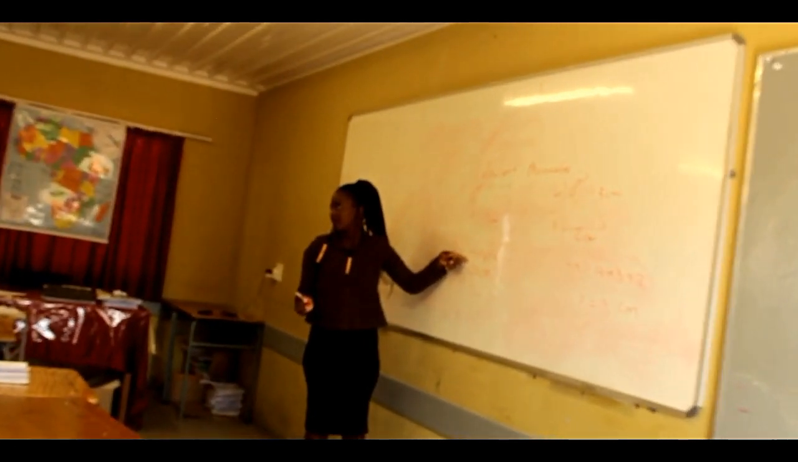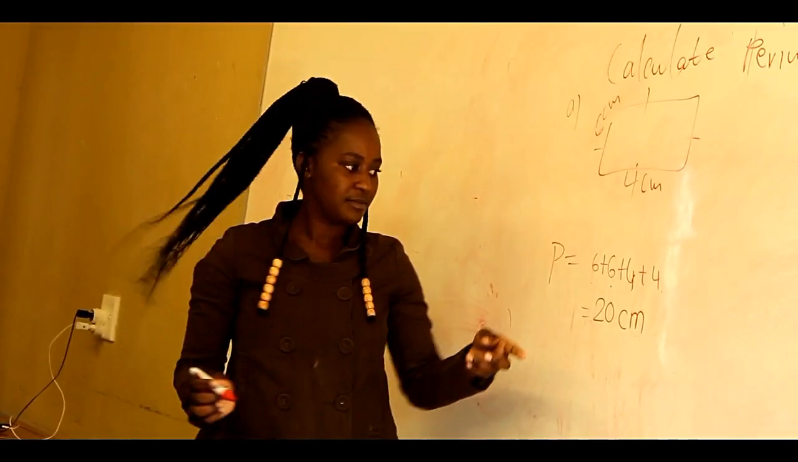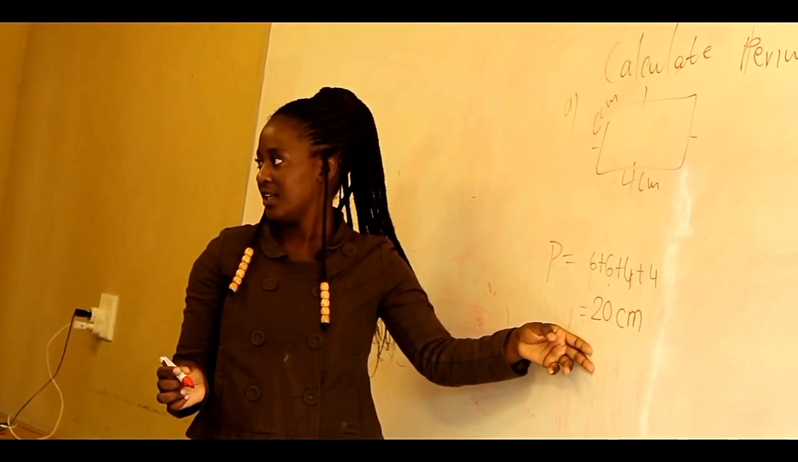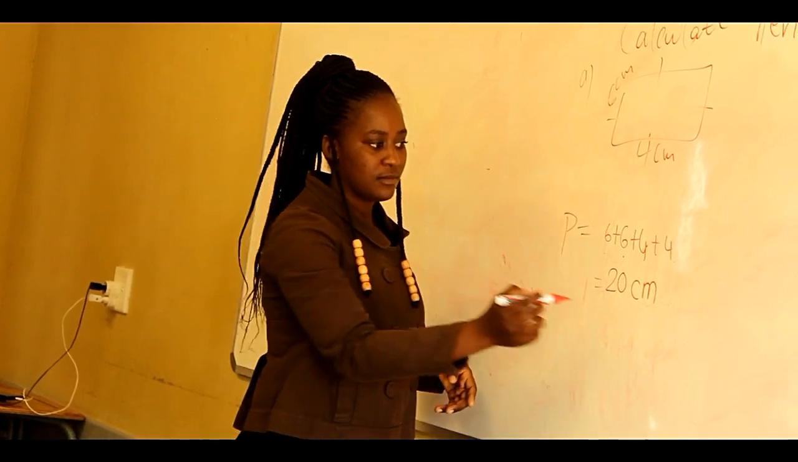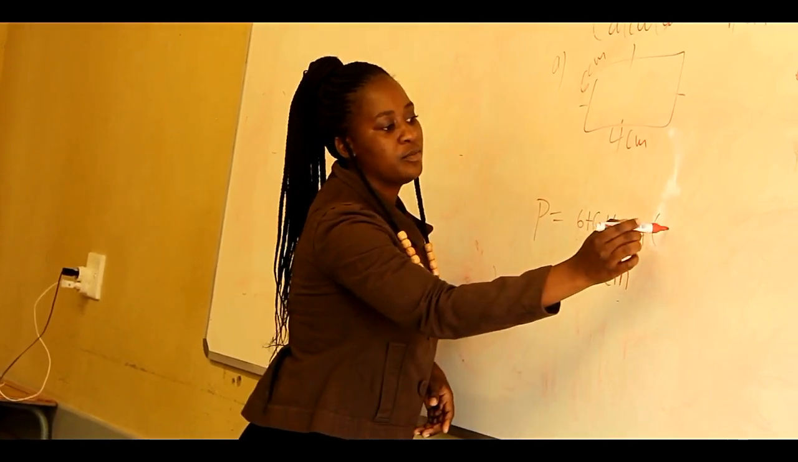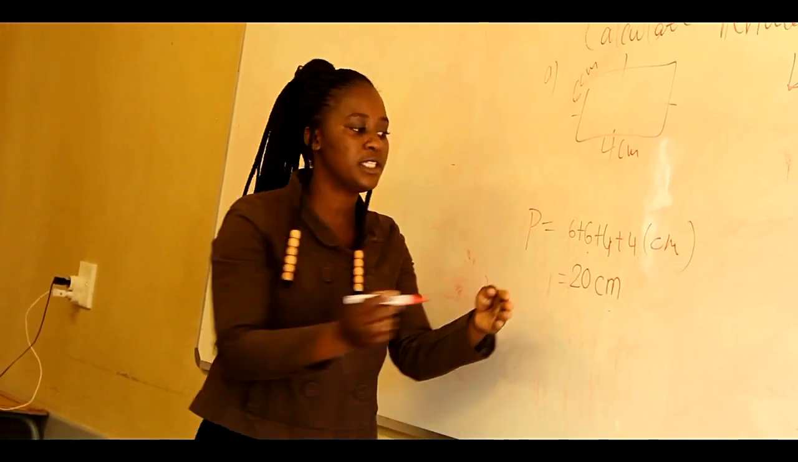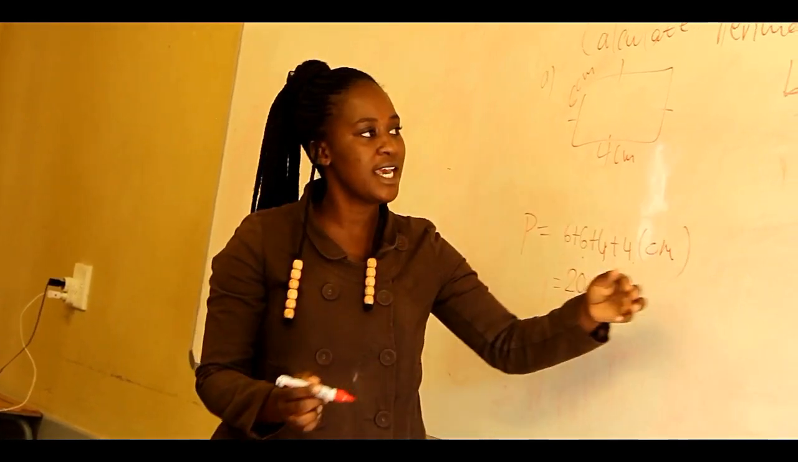So 6 plus 6 plus 4 plus 4. 6 plus 6 is 12, plus 4 is 16, plus 4 is 20. Is she correct? Yes. But you said she's not correct. You don't put the units. 6 centimeters. Oh yeah, you can put centimeters like this. That means it includes everything.